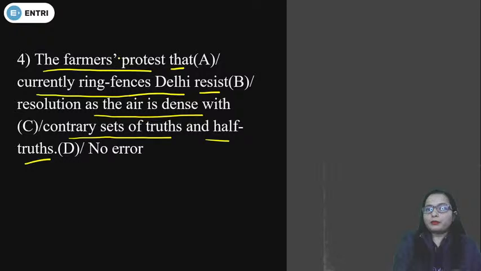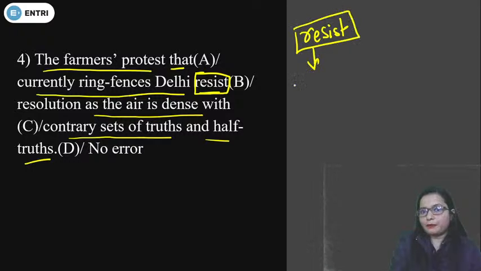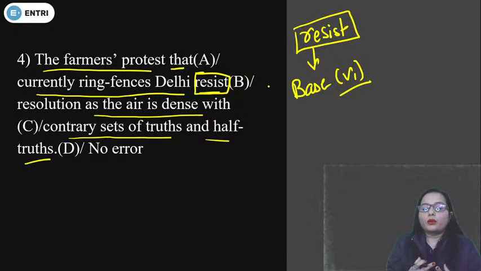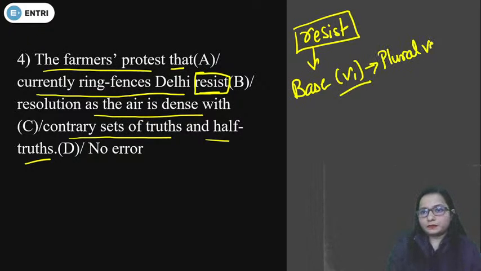Okay, so the farmers protest that currently ring fences Delhi resist. Resist is the verb. When we use this form, this is the base form of the verb, the first form of the verb, right? But what is the subject? Is the subject singular or plural? Because whenever we use the first form without any s or is, it is a plural verb.